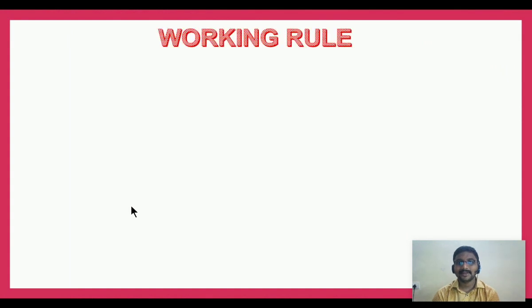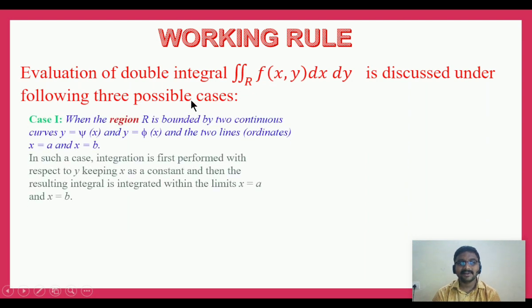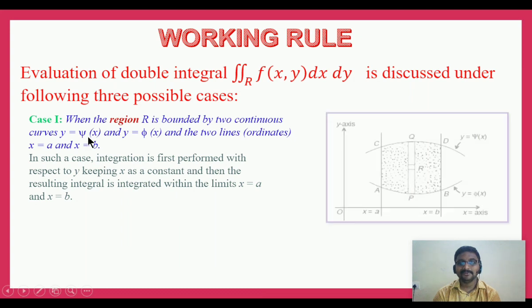Working rule to find the double integration when the region is given. Evaluation of double integral over R of f(x,y) dx dy is discussed under the following three possible cases whenever the region R is given. Case 1. When the region R is bounded by two continuous curves, y equal to psi of x and y equal to phi of x.